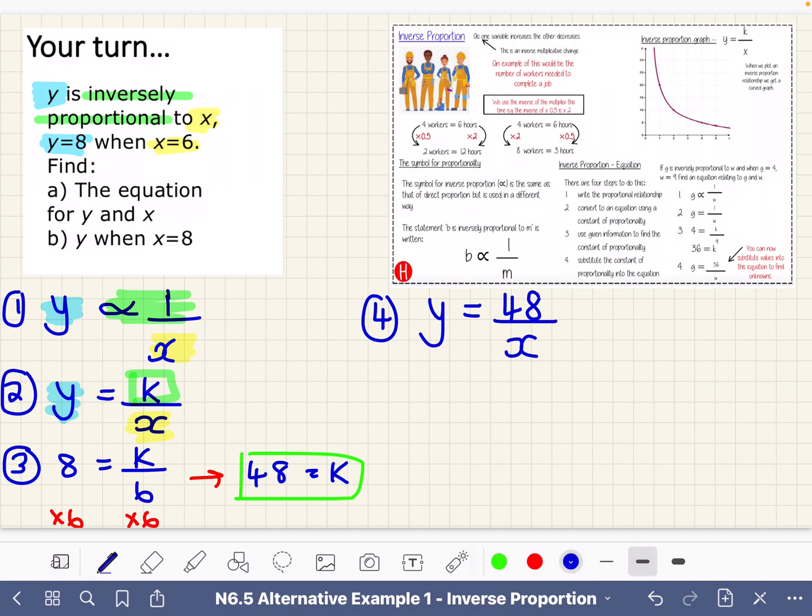In the next case for B, we are asked to calculate y when x is 8. So we know this value is 8. So we rewrite y is equal to 48 divided by 8, which means y would be equal to 6.